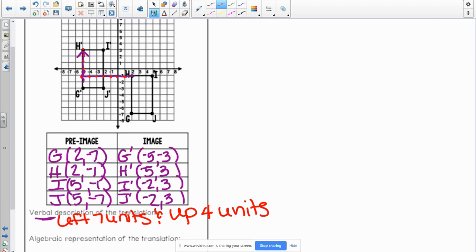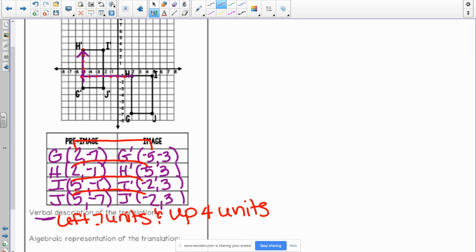If you don't need the kinesthetic movement, you can kind of look at your points. So again, we're going to look at all the x's. So 2 to -5, 2 to -5, 5 to -2, and 5 to -2. Well, quickly I notice that is decreasing in value. So if I start at 2 and I go all the way down to -5 on a number line, that is going down 7. Same thing here. If I start at 5, I go down to -2, that's going down 7. So that doesn't surprise me. It's going to the left 7.